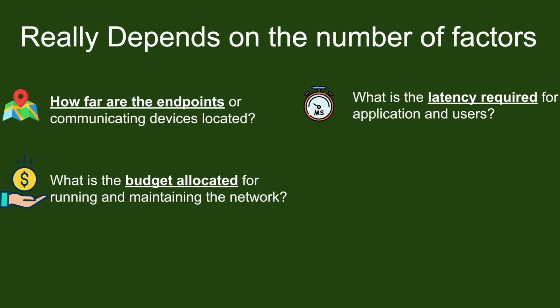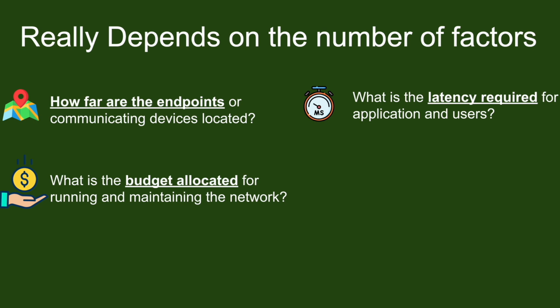Another is, what is the budget allocation for running and maintaining your network? For example, let's say you are an administrator of a large enterprise, and there are multiple sites, and these multiple sites have to be connected. There are multiple ways to connect these sites. It could be a leased line, which is a cable directly pulled in. It could be a technology like MPLS. It could even be broadband.